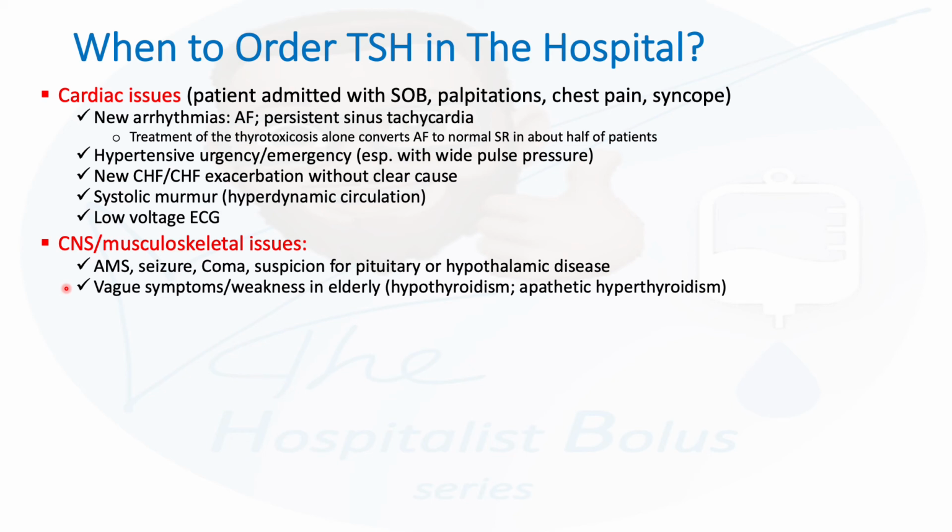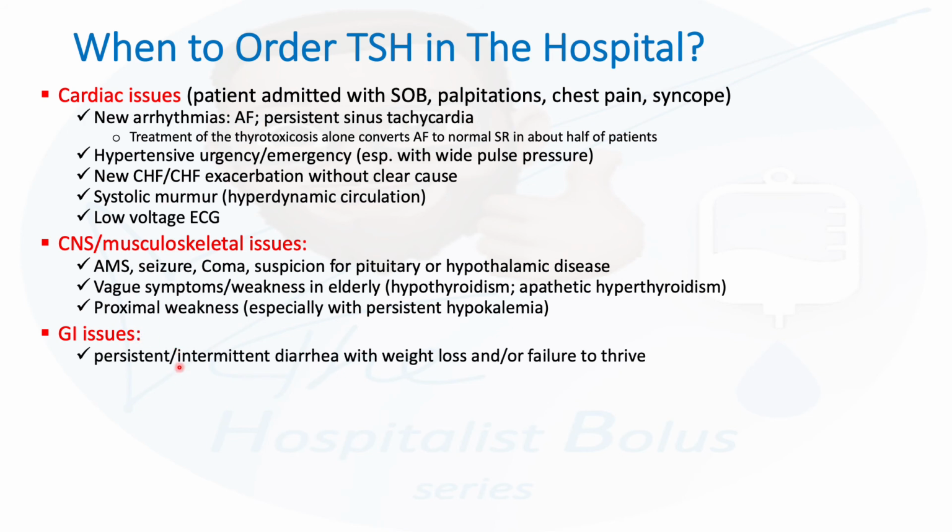In either situation, it's going to be useful to check TSH to rule that out, because it can be easily treated. Any proximal weakness, also thyroid dysfunction is in the differential diagnosis of that, especially if the patient has persistent hypokalemia, like in hyperthyroid hypokalemic paralysis, which can be similar to periodic paralysis of hypokalemia. Some GI issues, of course, a patient with persistent or intermittent diarrhea with weight loss, especially if they have good appetite, or failure to thrive, can be associated with hyperthyroidism. Sometimes hyperthyroidism is also associated with weight gain, usually not very severe, but substantial weight gain.